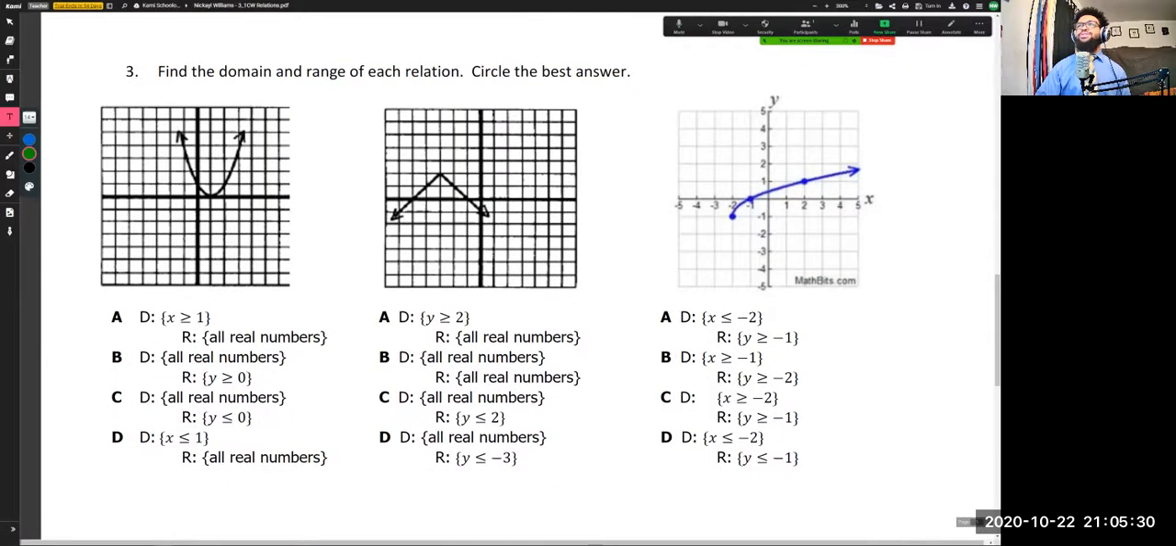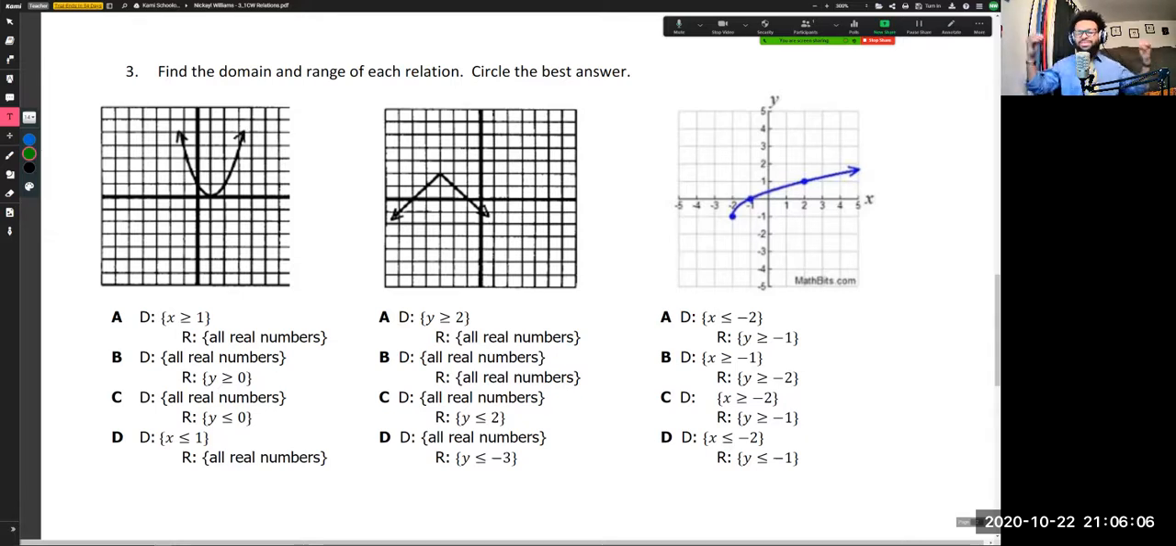So now we're going to skip number 1 and 2 because those are just repeated. And we're going to come down to number 3. These things can be a little bit tricky, but if you just take a second and go slow, they make sense. All right. So number 3 says, find the domain and range of each relation and circle the best answer. I'm going to do the second one, and then I want you all to try the first one and the third one. If you run into problems, especially with the third one, by all means, come let me know.